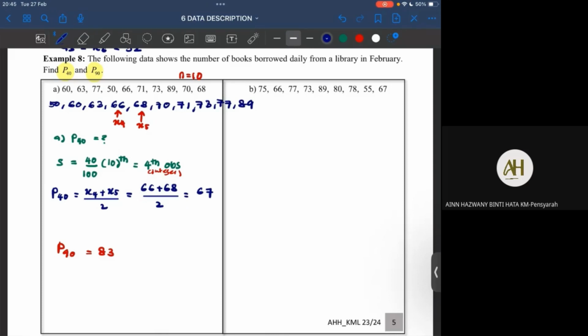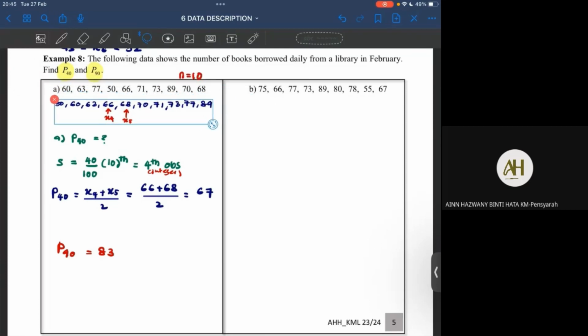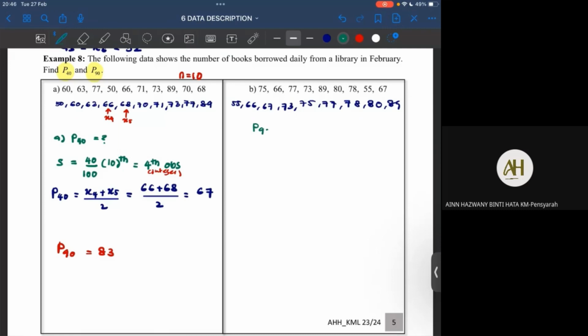Arrange kan dulu. Sekejap. 55, 66, 67, 73, 75, 78, 80, 89. Okay, contoh sebelah ni saya nak cari P90 lah. So the data has 1, 2, 3, 4, 5, 6, 7, 8, 9. N equals to 9.